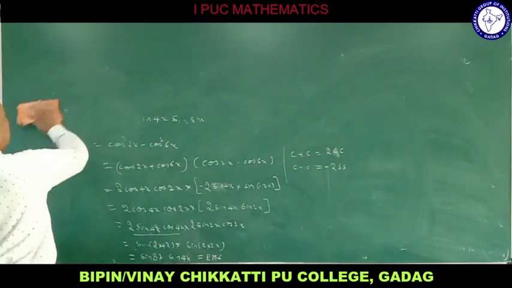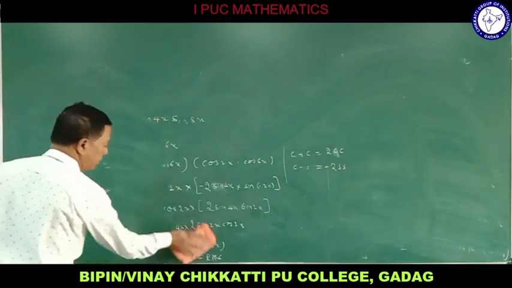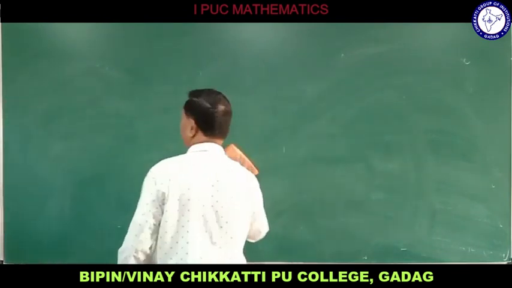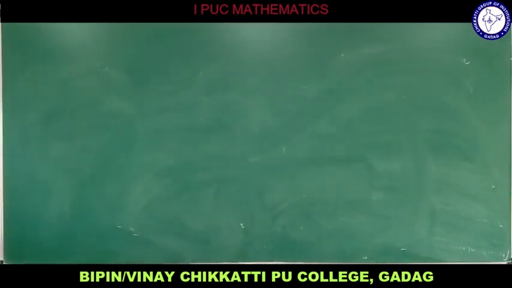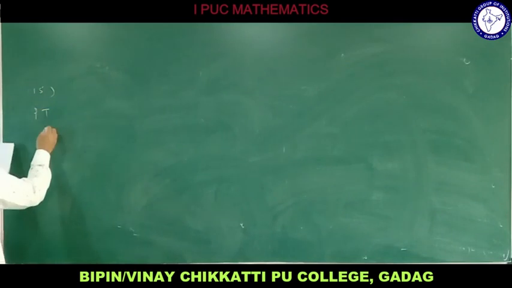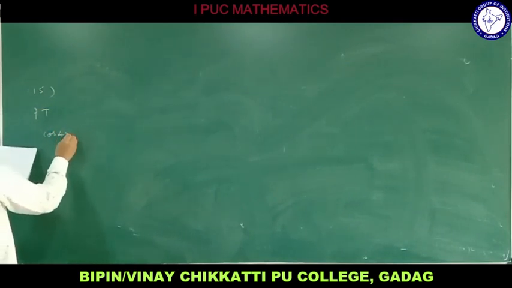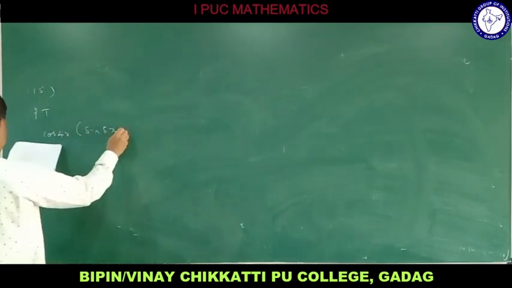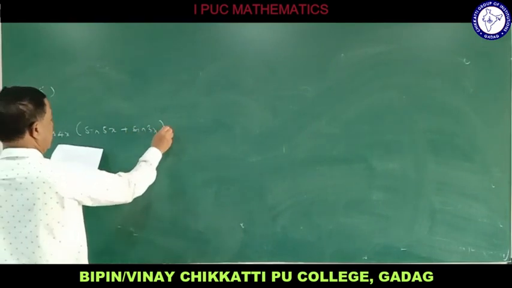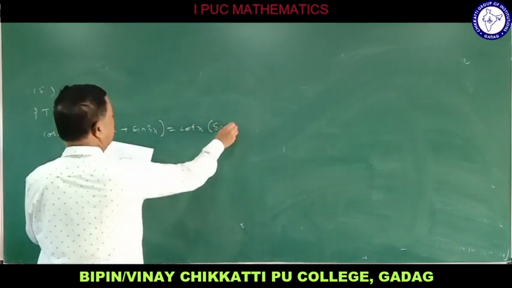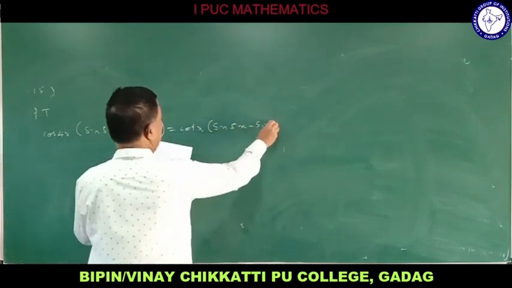Now 14 is for you. Now I am going to take problem number 15. What is problem number 15? You see now, here is problem number 15. Prove that cos 4x into bracket sin 5x + sin 3x is equal to cot x into bracket sin 5x − sin 3x.